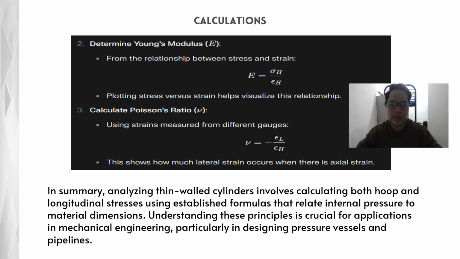In summary, analyzing thin-wall stress involves calculating both hoop and longitudinal stress using standard formulas that relate internal pressure to material dimensions. Understanding this principle is crucial for application in mechanical engineering, particularly in the design of pressure vessels and pipelines. That's all from me. Thank you.